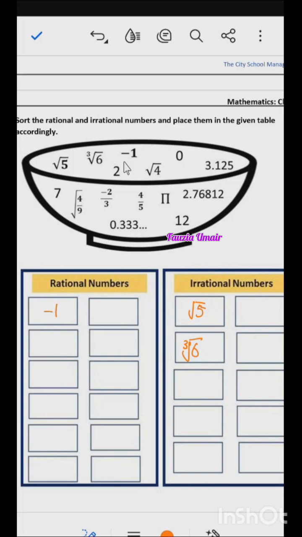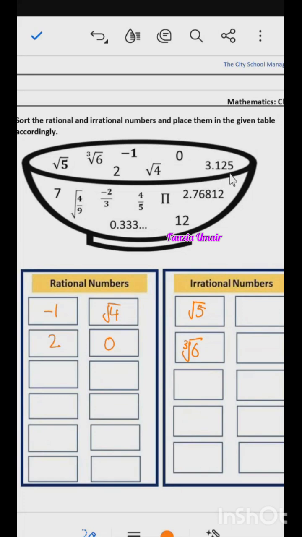Very good. So what about 2? Arshman. 2 is a rational number. So then square root of 4. Zoya, square root of 4. Rational. It's a rational number. Very good. So then 0. Tawassal, 0. Ma'am, rational. Excellent.